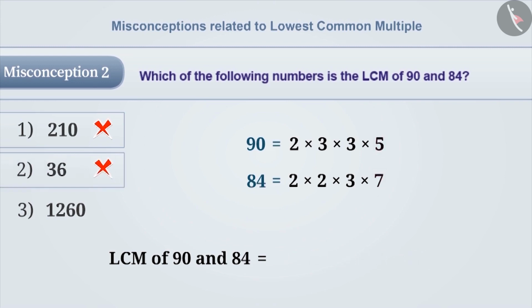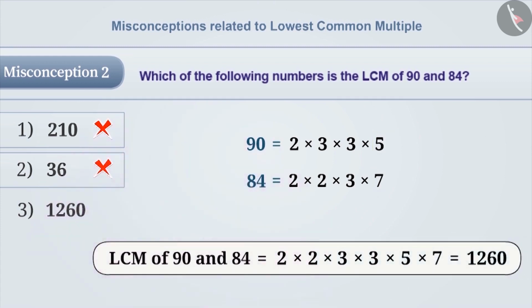The correct way of choosing the factors is like this. Among the factors of 90 and 84, 2 has occurred a maximum of 2 times. That's why we write 2 into 2. Similarly, 3 has occurred a maximum of 2 times. So, we will multiply them with 2 into 2. Also, 5 and 7 have occurred only once. So, we will place them in the product. Hence, the LCM of 90 and 84 is 1260, which is option 3. Now, let's discuss some common mistakes related to HCF and LCM.